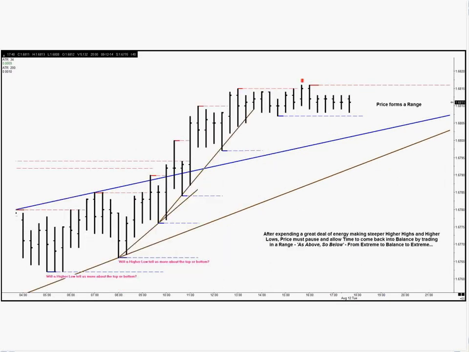Let's see what happens. Okay. So we've got all these nice lines that tell us that speed is accelerating.